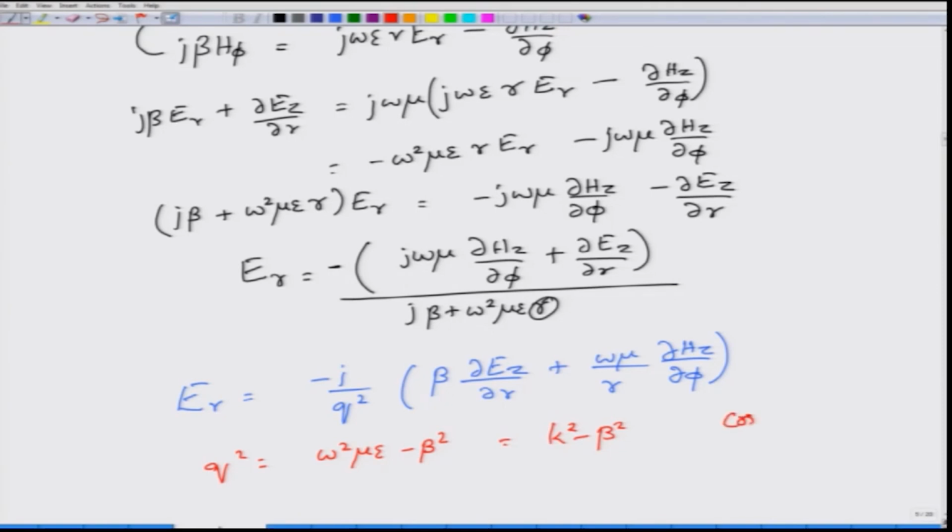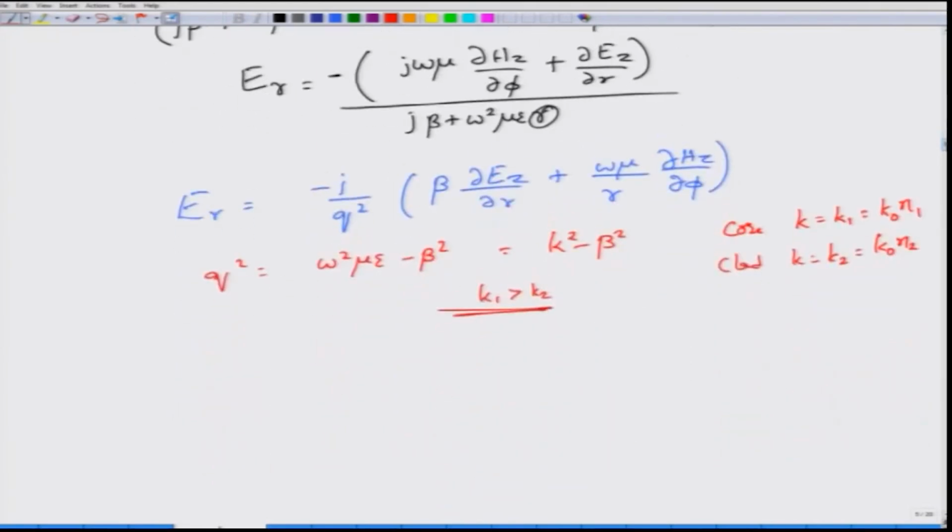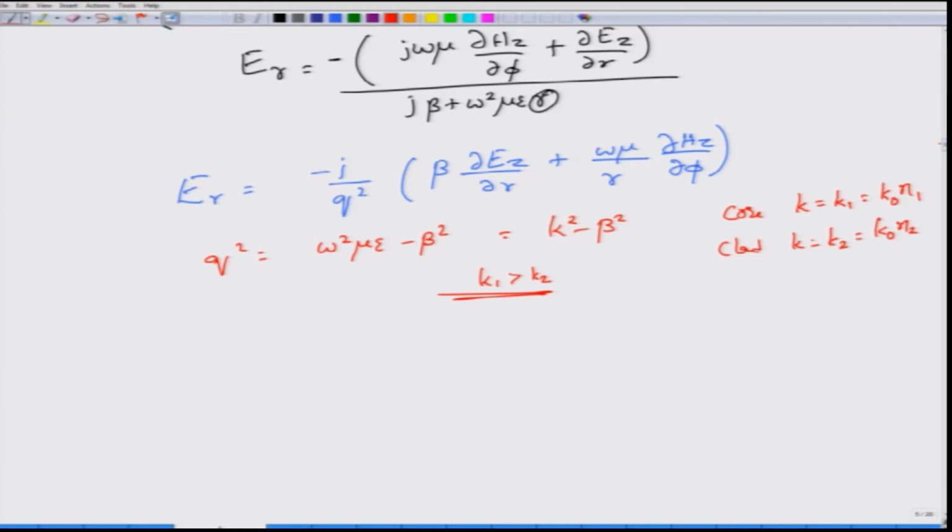Obviously, in the core region k is equal to k1, because this is nothing but the free space wavenumber k0 times n1, right. Whereas in the clad region k is equal to k2, which is k0 times n2, and clearly k1 is larger than k2 because n2 is smaller than n1. So these are some results that you will know, and if you look at the way q should behave, q squared would be positive in the core region and q squared would be negative in the clad region.